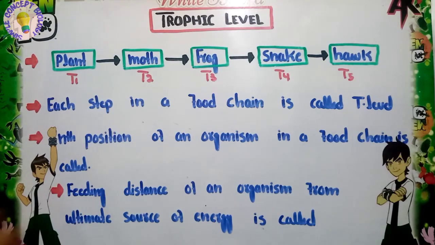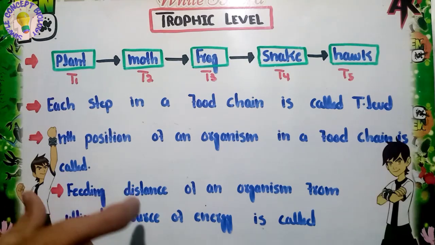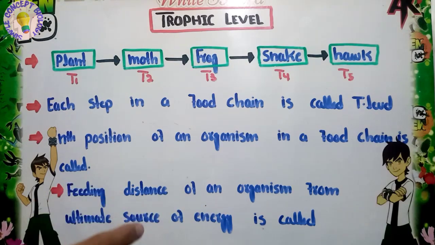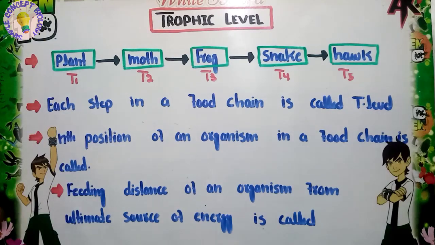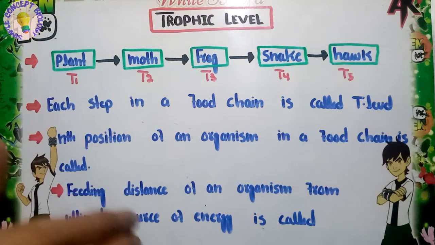Now the third definition: the feeding distance of an organism from the ultimate source of energy is called the trophic level. As we know, the ultimate source of energy is the sun. So how far the organism is from the ultimate source of energy, the sun, this feeding distance is called the trophic level. The organism that is near the ultimate source of energy will occupy the first trophic level. As the organism moves away from the sun, the trophic level increases.